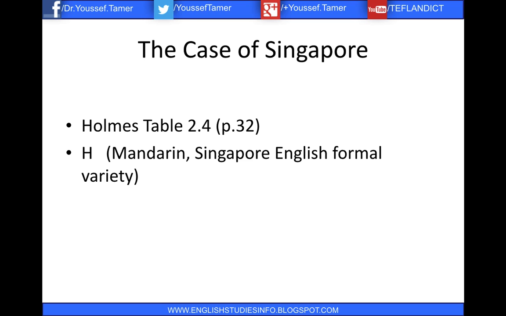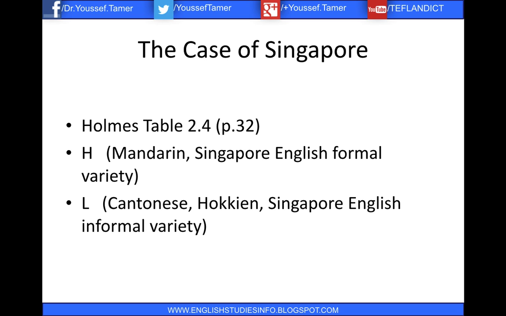Now in Singapore, again, Morocco is not the only one who has this. In Singapore, you have Mandarin as the high variety, along with Singapore English formal variety. And the low variety is Cantonese, Hokkien, and Singapore English informal variety. They have two types of English, in other words: the high variety and the low variety. Mandarin is like Standard Arabic for us, and Moroccan Arabic.